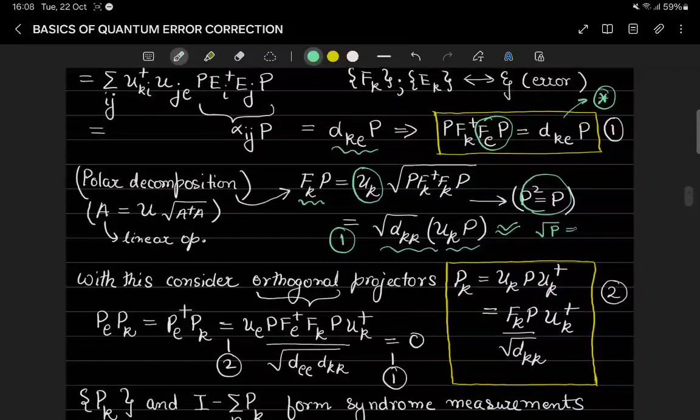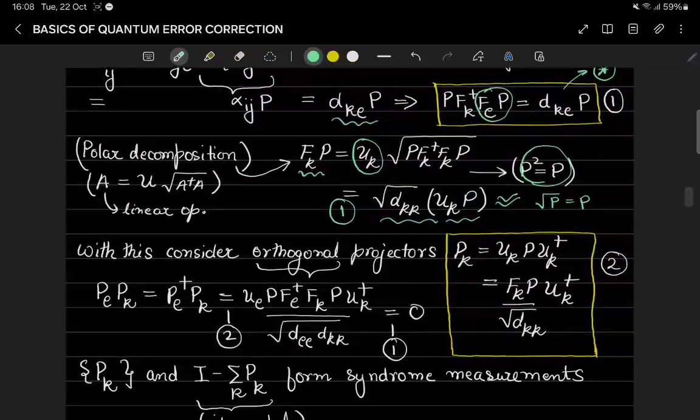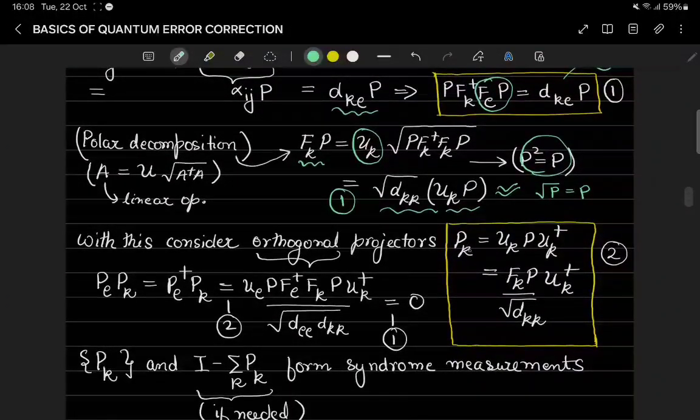With this we will now have a set of orthogonal projectors Pk. So what we are doing is constructing a syndrome measurement and a recovery map R, so that it can recover our original state from the errors. We are using the information of the error to construct these projector operators Pk such that they are a rotated form of the projector onto the code space.